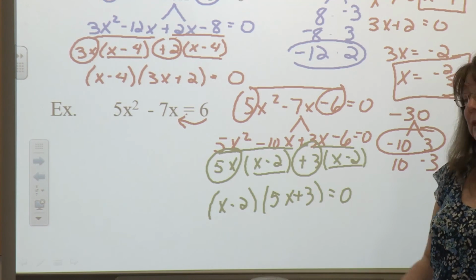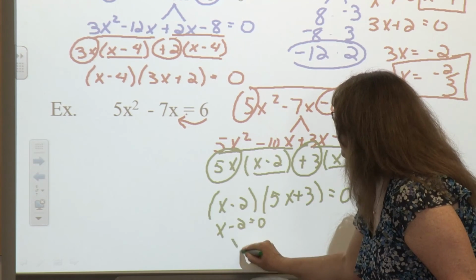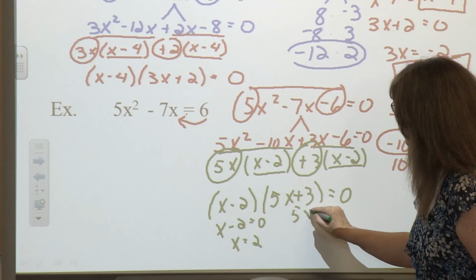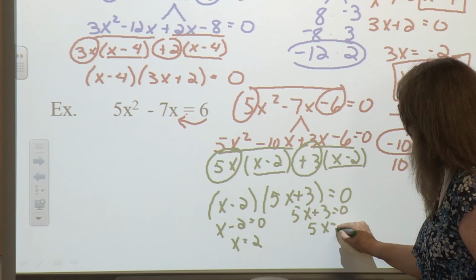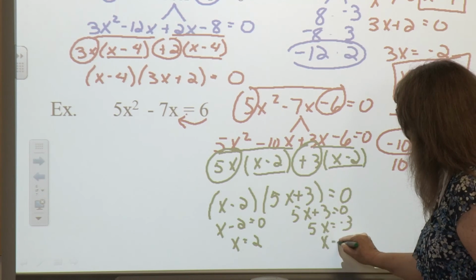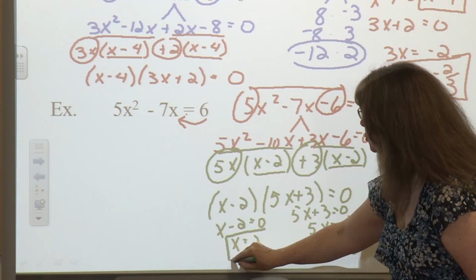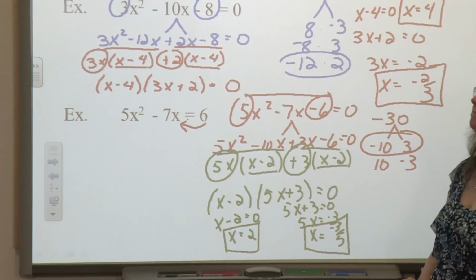Take each factor and set it equal to 0. X equals 2, or 5x plus 3 equals 0. 5x will equal negative 3, or x is negative 3/5. Again, you do have those two solutions because you are working with your quadratic.